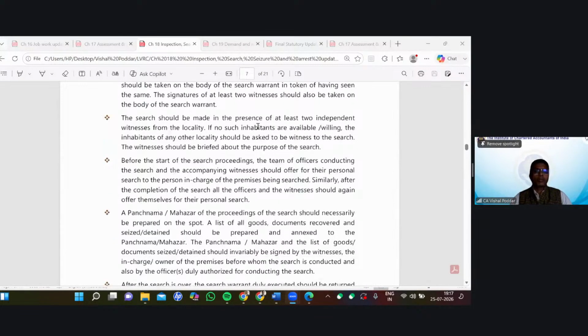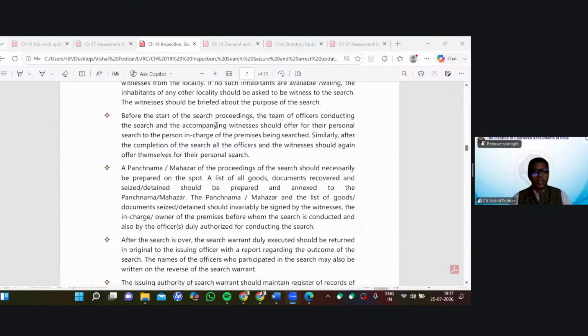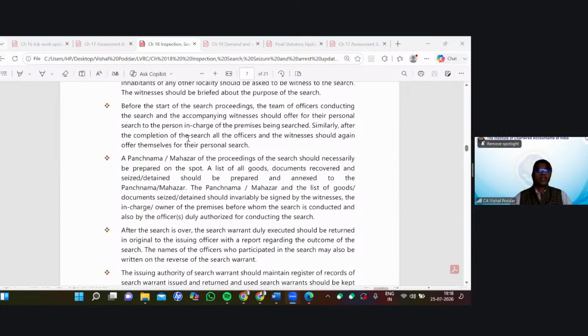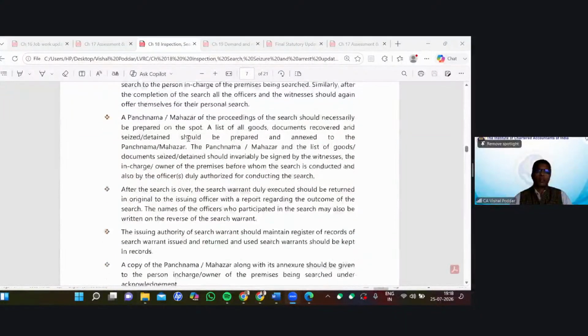Next, the search should be made in presence of at least 2 independent witnesses. If no such inhabitants are available, the inhabitants of any other locality should be asked to witness the search. Before the start of search, the team of officers conducting the search and the accompanying witnesses should offer themselves for personal search, so that it should not be claimed later that they themselves have brought some fictitious things and placed them here and then said that this is found in your premises.